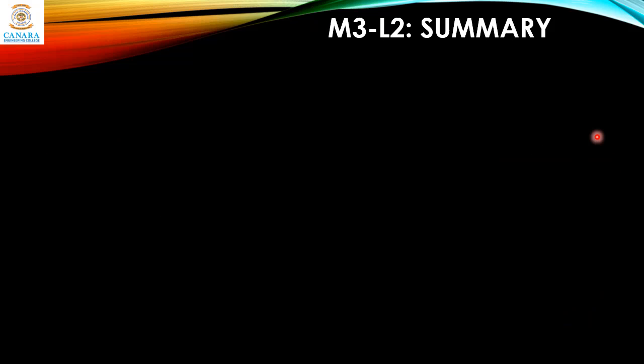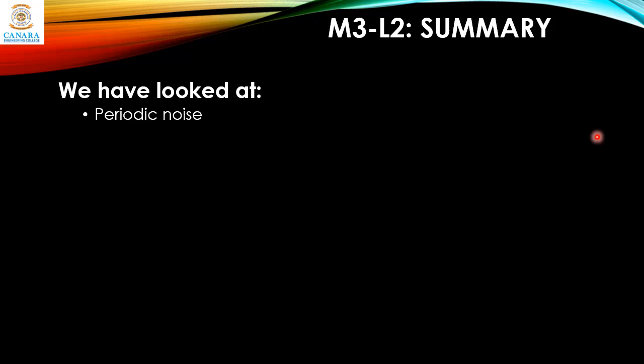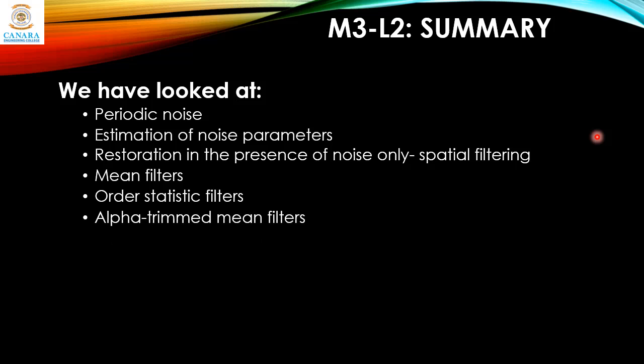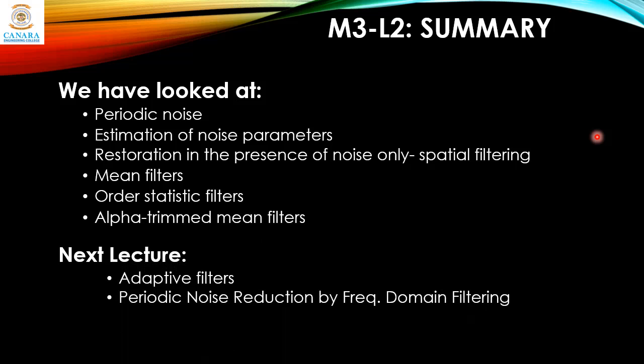So in this lecture, we have looked at periodic noise, estimation of noise parameters, restoration in the presence of noise only by using the spatial filtering techniques such as mean filters, order statistic filters, and the alpha trimmed mean filters. In the next lecture, we'll learn about adaptive filters and periodic noise reduction by frequency domain filtering.